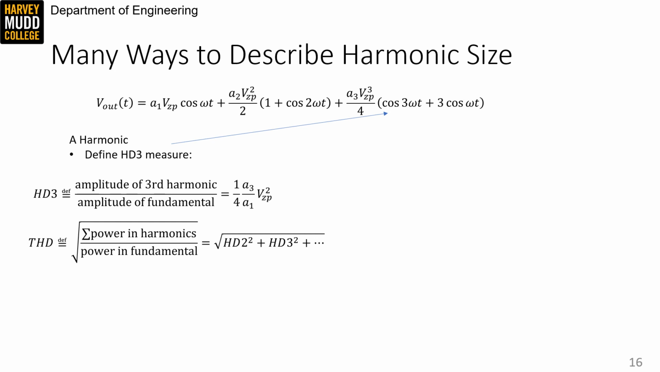One interesting note is that HD2 grew linearly with VZP, while HD3 grows as VZP squared, which shows that higher harmonics become more significant as you provide more and more input power.